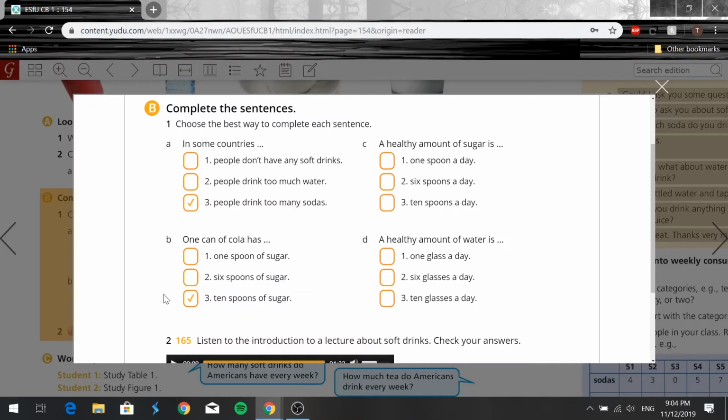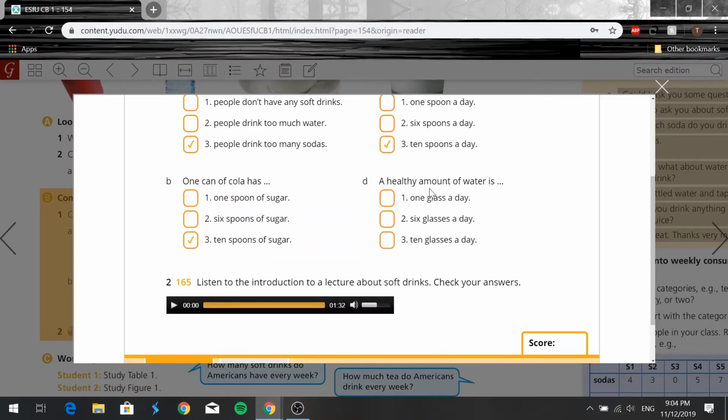A healthy amount of sugar is 1 spoon a day, 6 spoons a day, or 10 spoons a day. It's actually, I think it was 10 spoons a day, right? So 1 can of soda, and you can't have any more sugar for the rest of the day. Keep in mind that probably 90% of things in the supermarkets have sugar in them nowadays. Okay, so 10 spoons a day is not ideal to be drinking in 1 can of soda.